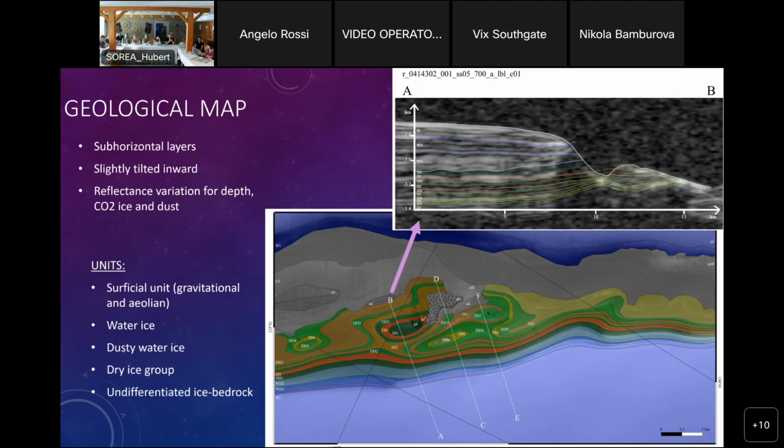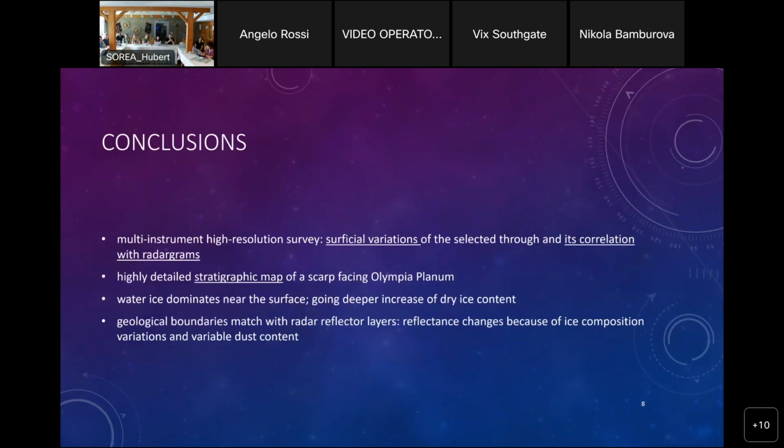The other step is to extract the topographic profile along the SHARAD footprints, and create the cross section that we overlap to radargrams. The aim of this was to see if the geological contact between two units corresponds to a variation in reflectance, and we see that we can correlate these two things. So in conclusion, we want to demonstrate that it is possible to relate the superficial variation in composition with the reflectance variation visible in radargrams.